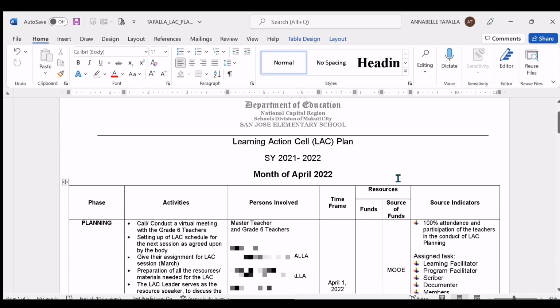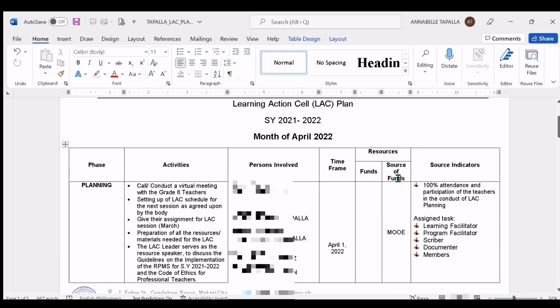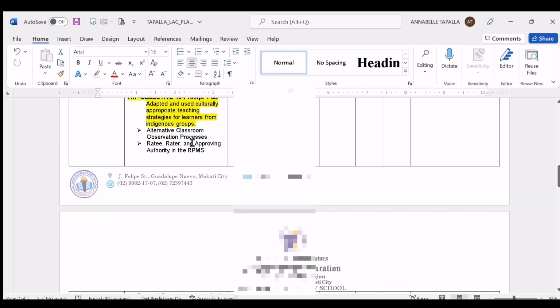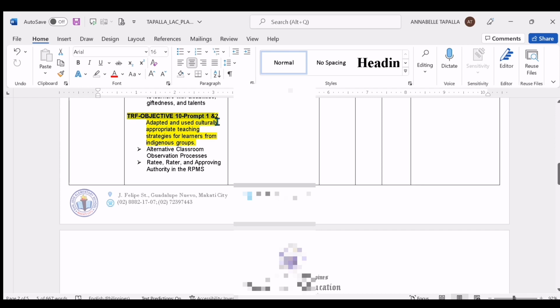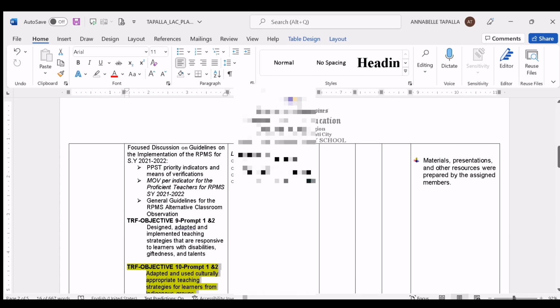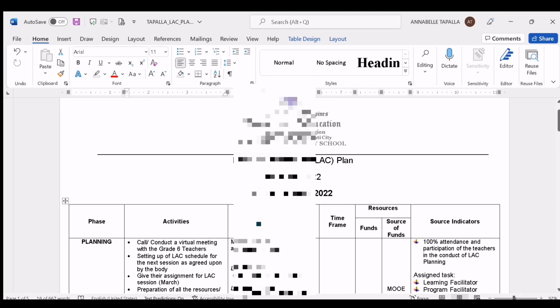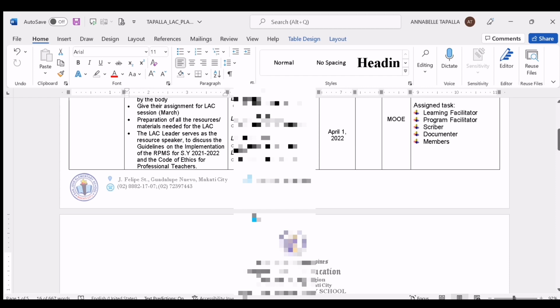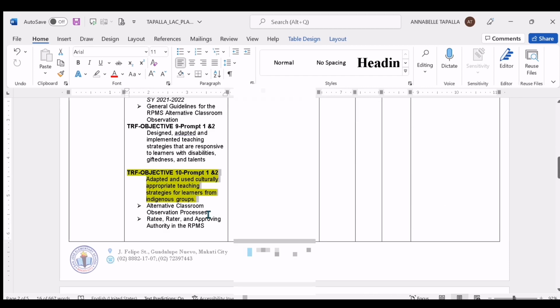Okay, so ito na yung aking attachment doon sa Objective 10, prompt number 1. Ang number 2 item doon is gagawa tayo ng LAC plan. So ito yung aking attachment doon na LAC plan. Ilagyan ko lang ng highlight itong TRF Objective number 10, prompt 1 and 2. Ibig sabihin, i-discuss ko sa kanila, sa aking colleagues, anong meron sa Objective number 10. Then, siyempre, diniscuss ko doon kung ano yung teaching strategies na ginamit ko, yung aking lesson plan. Pinakita ko rin sa kanila yung example ng plan ko para masundan nila kung anong dapat nilang gawin doon.